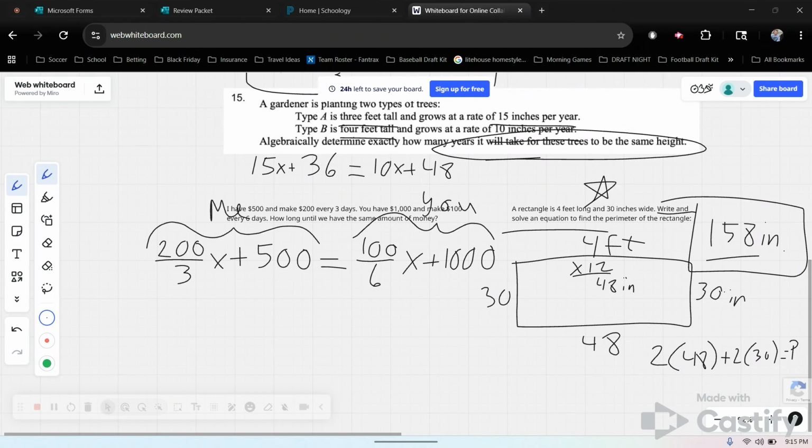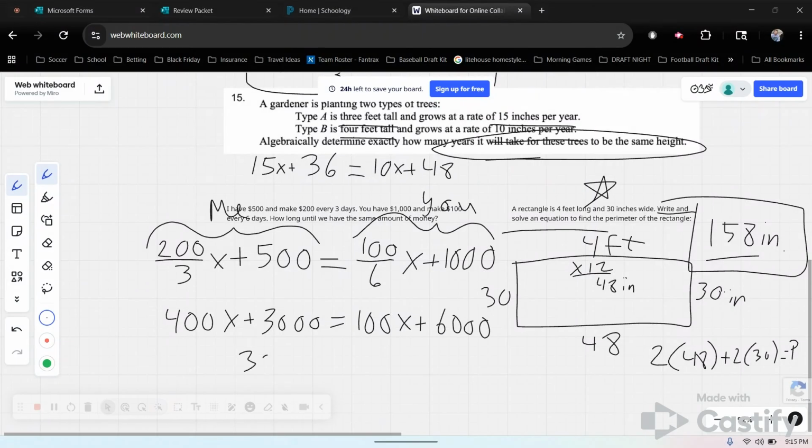And I know it'll happen because you start with more money, but I make money faster than you. I make 66.67 per day, and you make 13.3 repeating. So eventually I'm going to catch you because I just make money faster than you. Then I would multiply everything by 6, and I would get 400x plus 3,000 equals 100x plus 6,000.